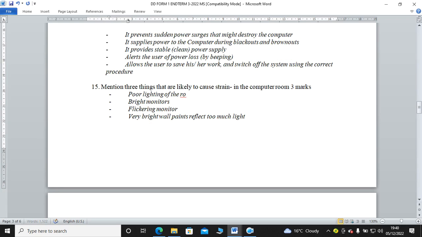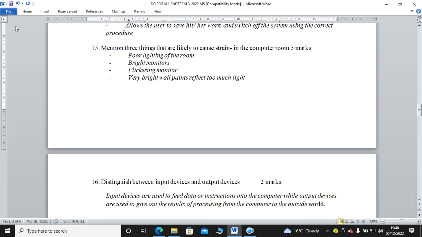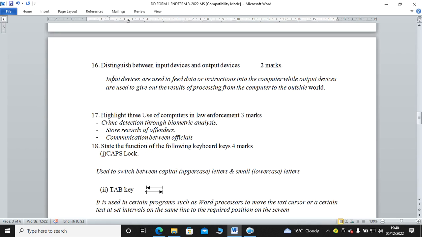Then guys, we have this question. Mention 3 things that are likely to cause strain in computer lab. Number 1 is poor lighting in the computer room. Bright monitors, flickering monitors, and very bright wall paint. That is walls that have been painted using bright colors. You are supposed to use dark colors. So those are some of the points.